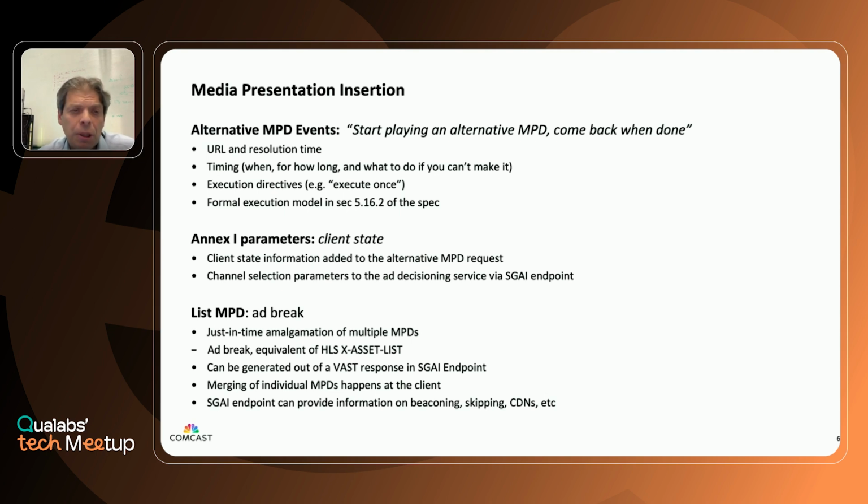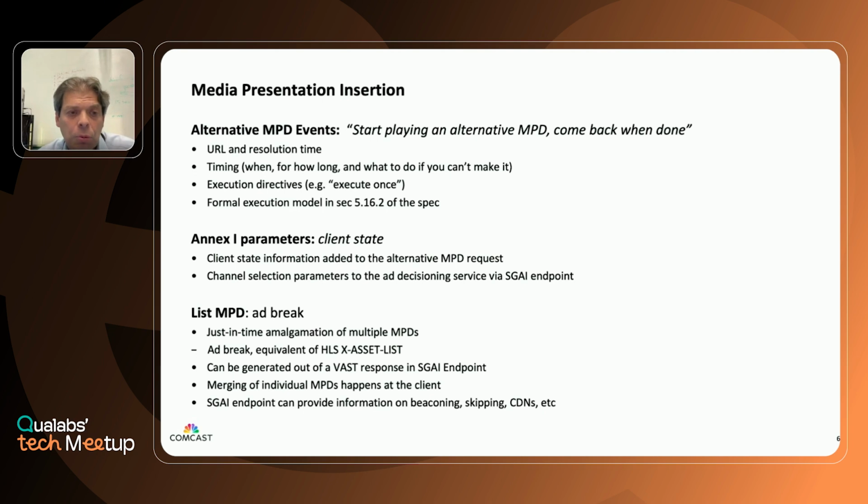Then timing information: when do we switch, for how long are we going to play this alternative content, and what to do if we cannot play it or cannot play it in time. Then there are some execution directives, same as in HLS. For instance, you can say that this ad should be only executed once, and then we're ignoring it.